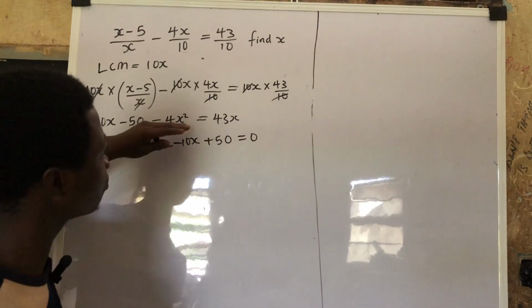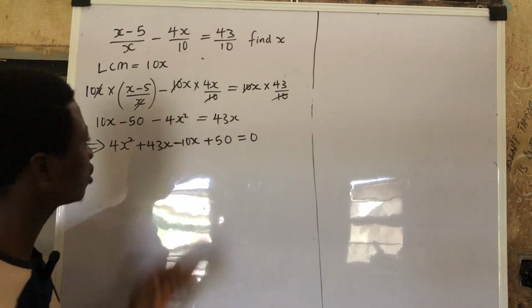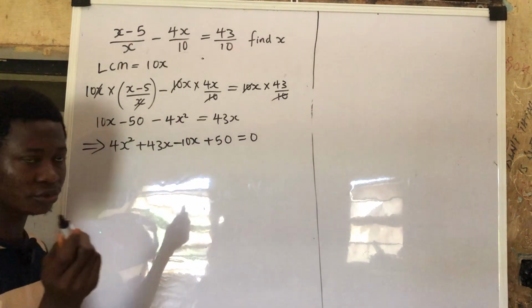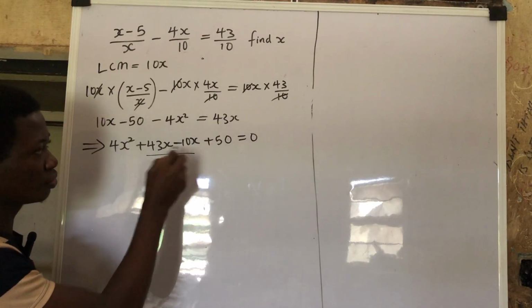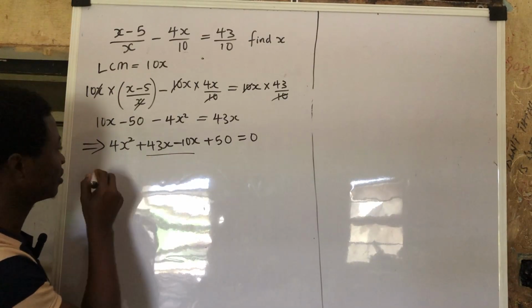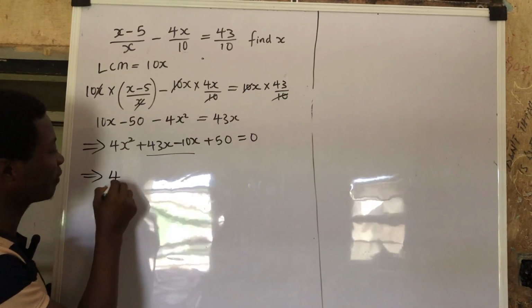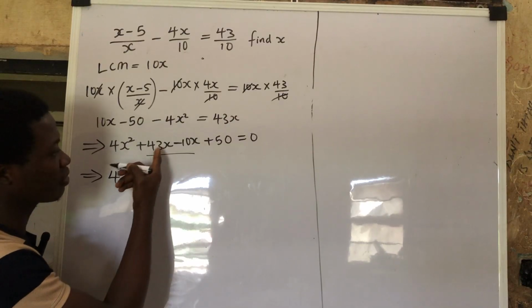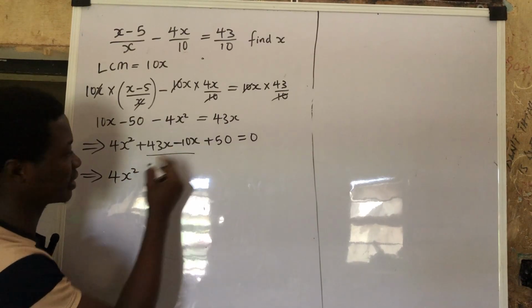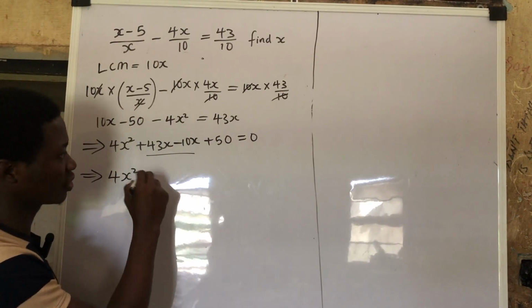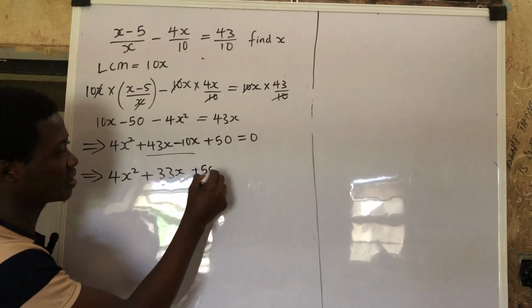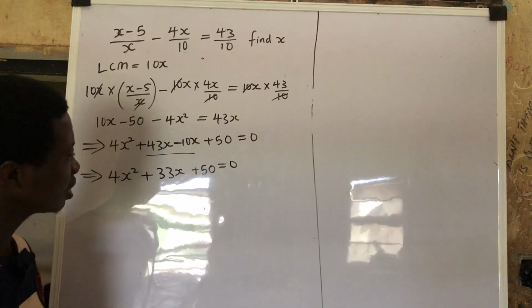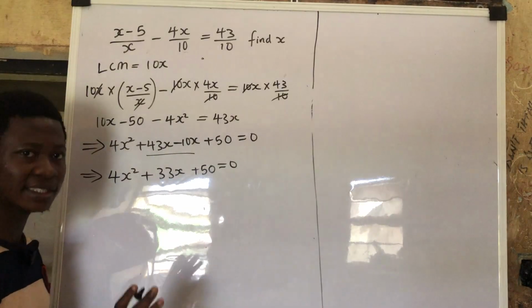So that implies that there won't be anything on this side. So how do we do this now? The next thing to do is to subtract these two numbers. So let's do that immediately. We have 4x squared, 43x minus 10x gives us plus 33x, then plus 50 equals to 0. Now we've been able to get a quadratic equation.